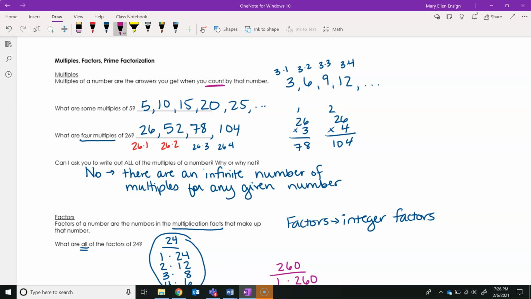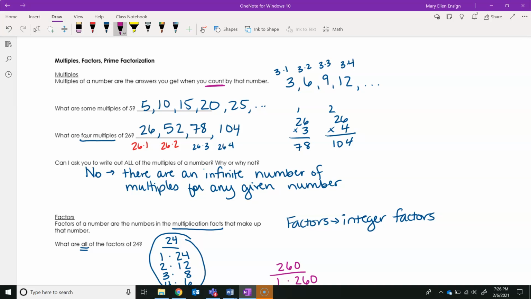But how do I get multiples of 26? Well, 26 times 1, 26 times 2, 26 times 3. I didn't know that, so I did my work over here. 26 times 4. I didn't know that, so I did my work over here. I could do 26 times any integer. If I did 26 times 15, whatever that answer is would also be a multiple of 26. It would be in that list of counting by 26s eventually.